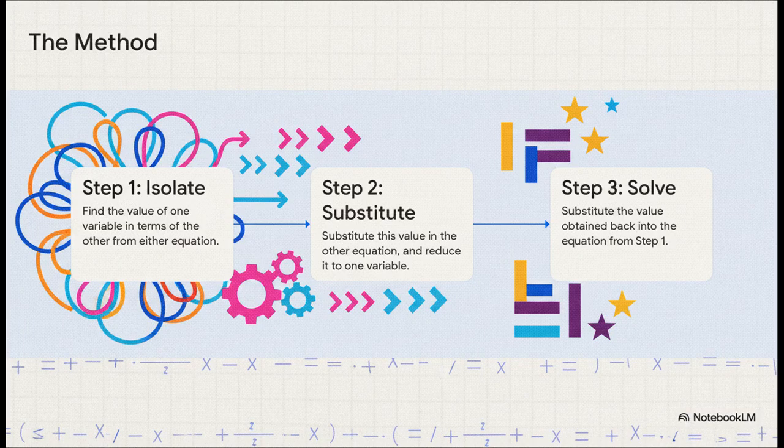So it all boils down to this simple 3-step process. Let's make this our mantra, okay? Step 1, isolate a variable. Step 2, substitute and solve. Step 3, find the other variable. Isolate, substitute, solve. Easy as that.